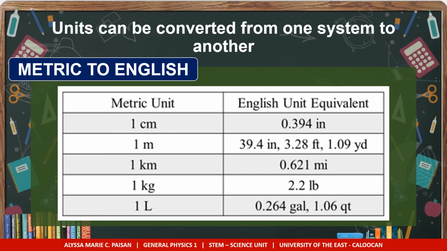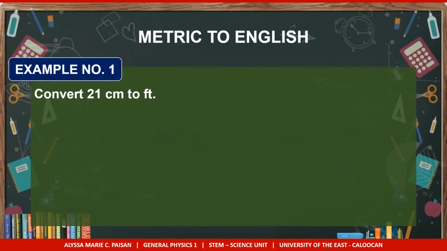1 liter is either equal to 0.264 gallons or 1.06 quarts. Let me remind you that you should familiarize yourself with this table. Just like in the first part of our discussion of units, we are going to have 3 examples for this conversion method. Example number 1, convert 21 centimeters to feet.